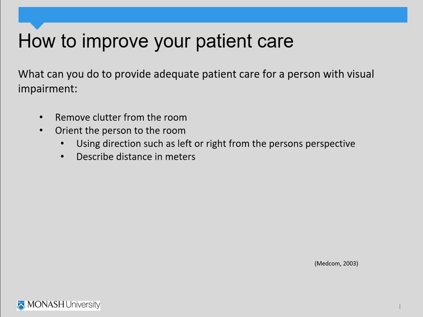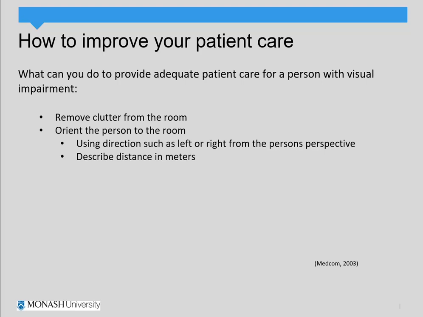You need to orient the person to the room and use directions such as left or right from the person's perspective. And I've seen this done wrong a number of times, where the healthcare practitioner will be standing there and they'll say to the patient, "Oh, over here to the right is such and such," but they're facing the person. It's actually the person who has the visual impairment. It's actually to their left.